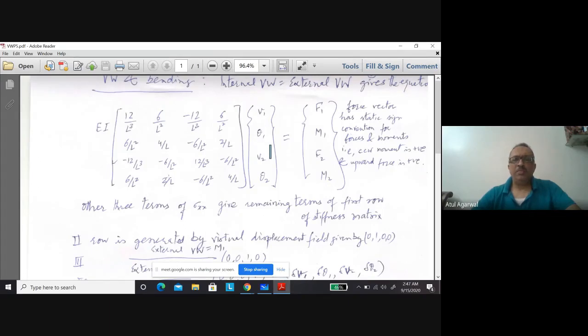So this is my stiffness matrix. This is my force vector. Sorry, this is my displacement field vector. This is my force vector. The force vector has a static sign convention of forces and moments. That is, counterclockwise movement is positive and upward force is positive. So these are the terms that are coming after integration.